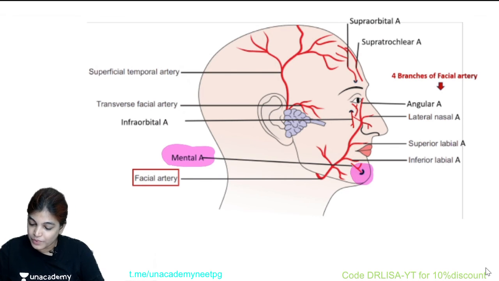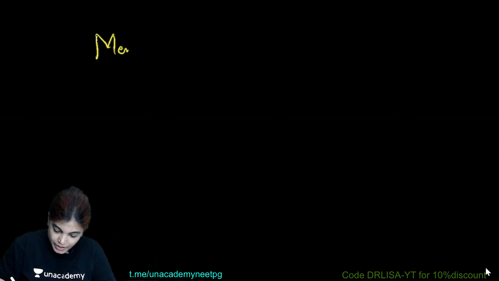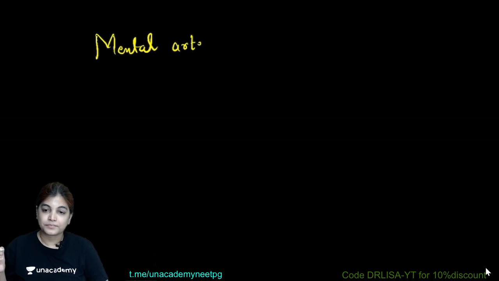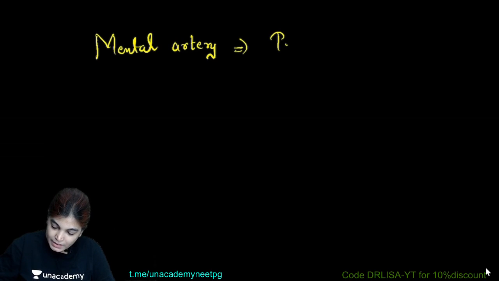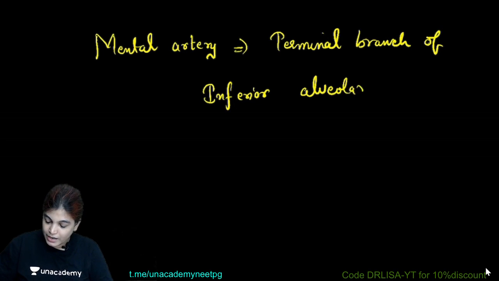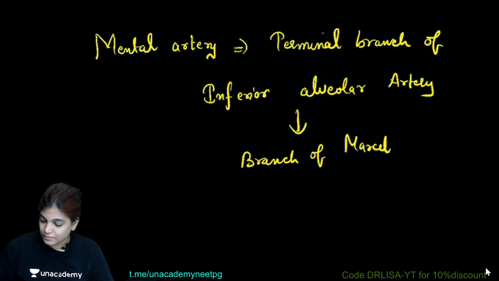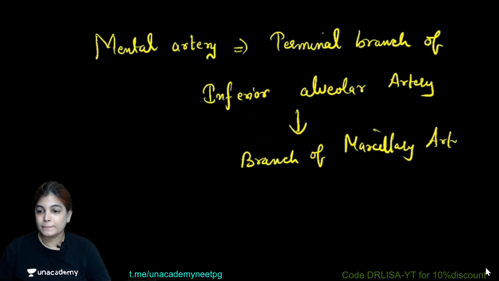Actually, it is the terminal branch of the inferior alveolar artery, and the inferior alveolar artery is a branch of the maxillary artery. So write down the information. The mental artery is actually the terminal branch of the inferior alveolar artery, and the inferior alveolar artery is a branch of the maxillary artery, and the maxillary artery is a branch of the external carotid artery.